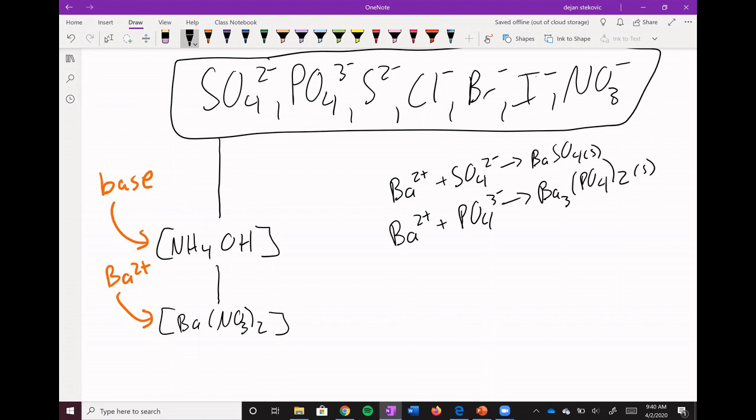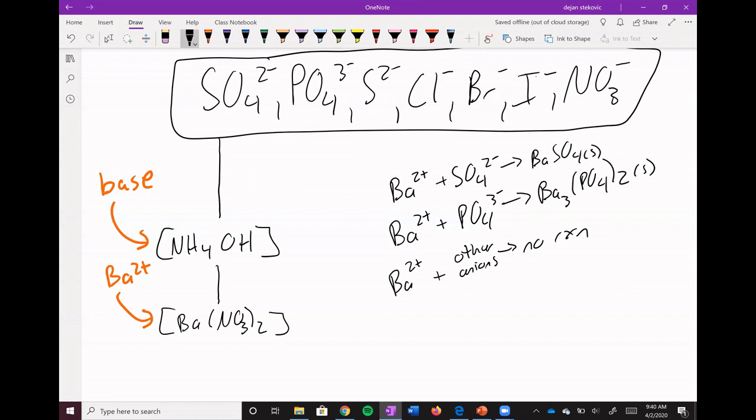That's a solid as well. So you can see if we form a solid, we know it's one of these two, but we don't know which one. And then barium with any of these other anions is going to be no reaction, no solid.